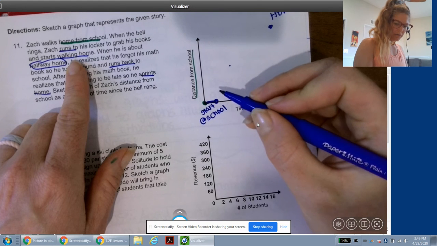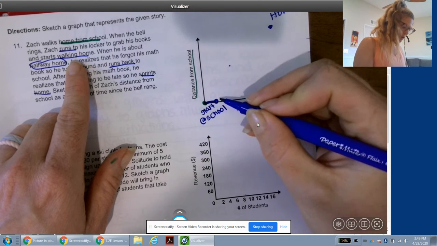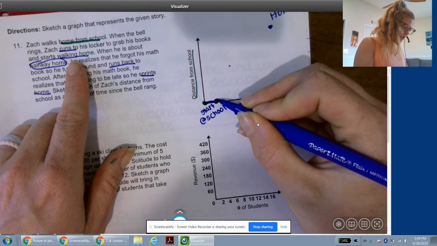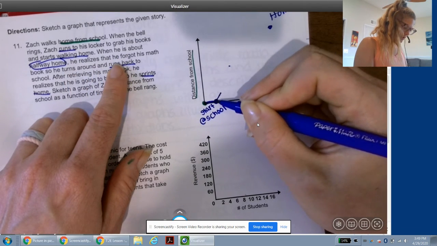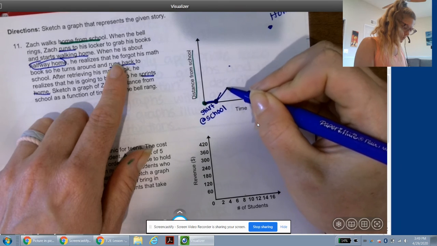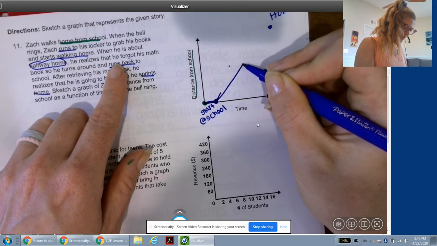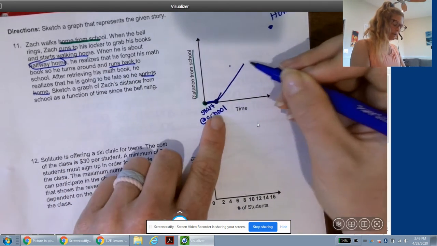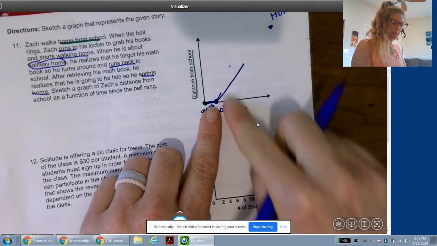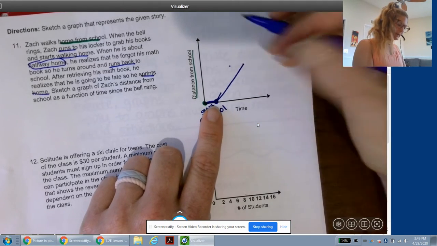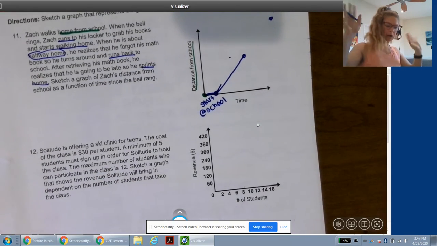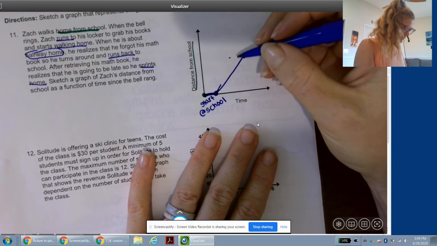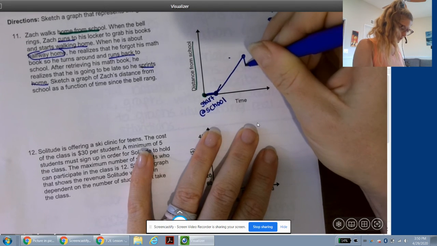So now we're going to start walking home, and you're going to get about halfway. Walking, and we said that this was a distance about halfway. Doesn't matter about the time, it matters about this distance. And then, oh no, math book. Quick, run back to school. So steeper.